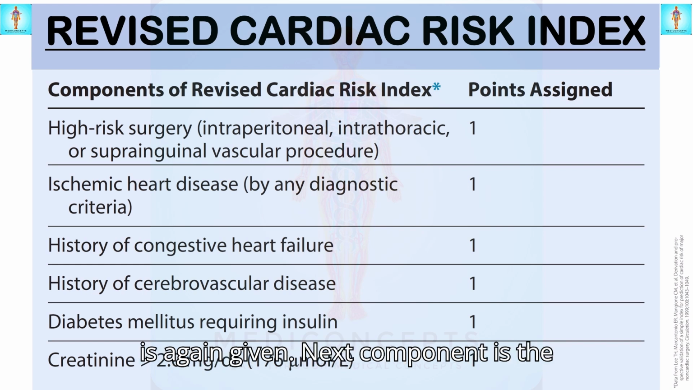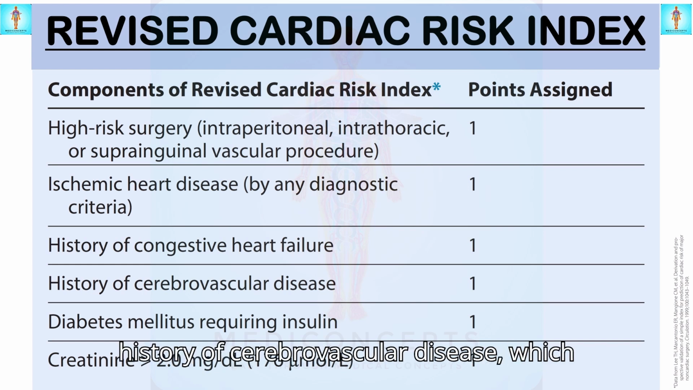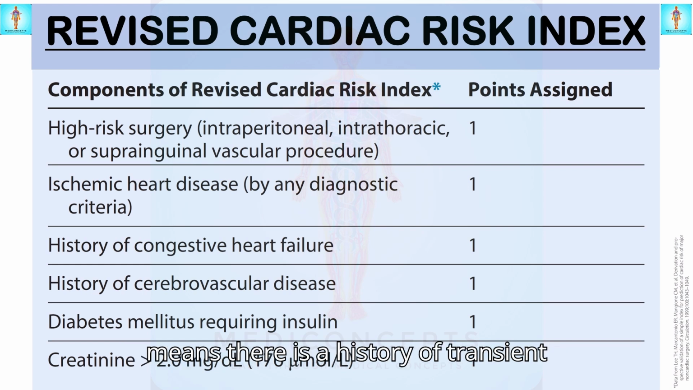Next component is the history of cerebrovascular disease, which means there is a history of transient ischemic attack, TIA, or stroke. Next is diabetes mellitus, the patient having diabetes mellitus which requires insulin for the control. This is given 1 point. And next is the serum creatinine level. If the serum creatinine level is more than 2 milligram per deciliter, then it is assigned 1 point. So after that, we have the final score.